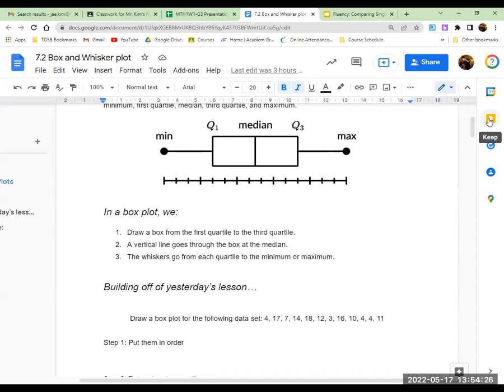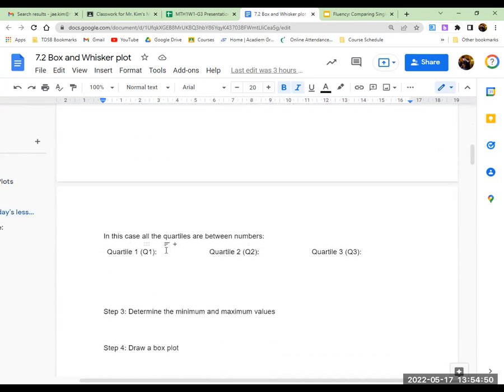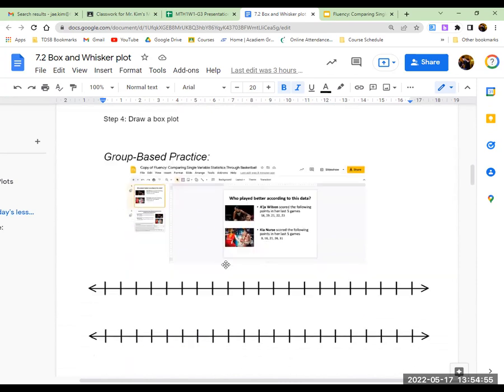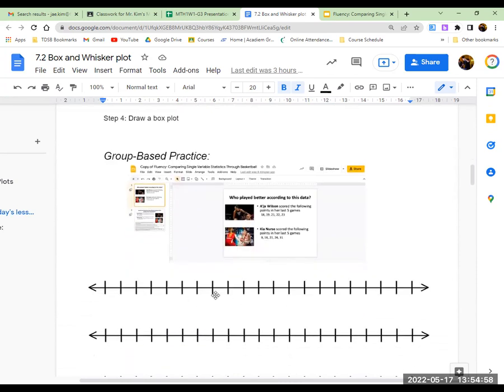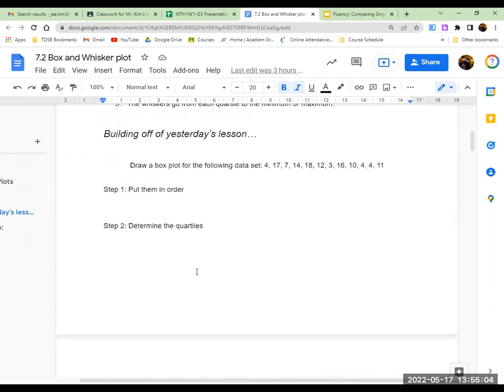Here we go. To build off of yesterday's lesson and to get practice drawing this box and whisker, I give you a set of data, right? Let's pretend this is the number of points in your basketball game, okay? I hope that you'll be able to do step 1, putting them in order, do step 2, determining the quartiles, and do step 3, figuring out the max and min. Once you do so, we will draw a box and whisker plot together. Okay, so you should be able to do step 1, 2, and 3 in a couple of minutes, especially if you've been keeping up with homework. Let's go.